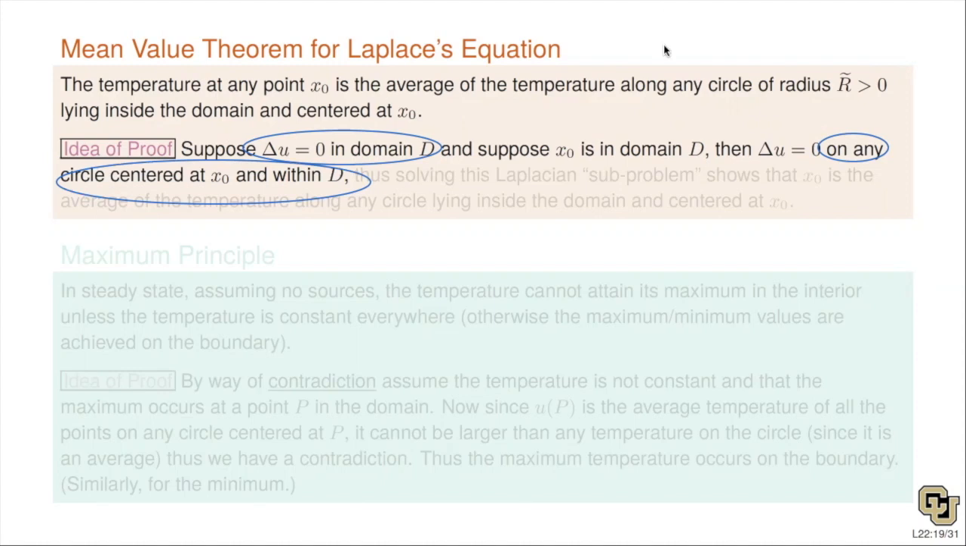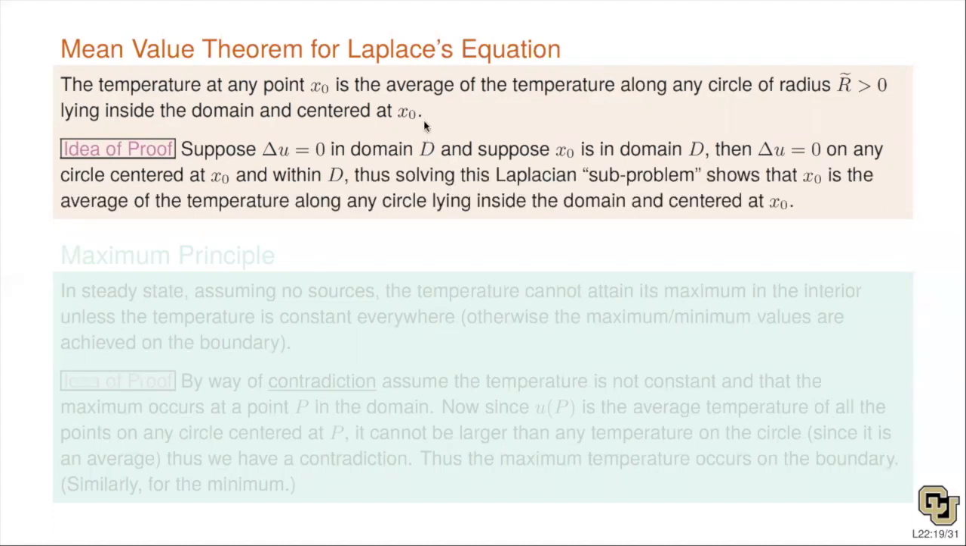So we can pose this subproblem, pick the circle around x naught, and create a new Laplace U equal to 0 problem with that as your new domain. And in that subproblem, you can find the series solution, where it turns out the series solution tells us the temperature at the center of the circle is also the average temperature on the edge of that circle. And so that's where we get this result.